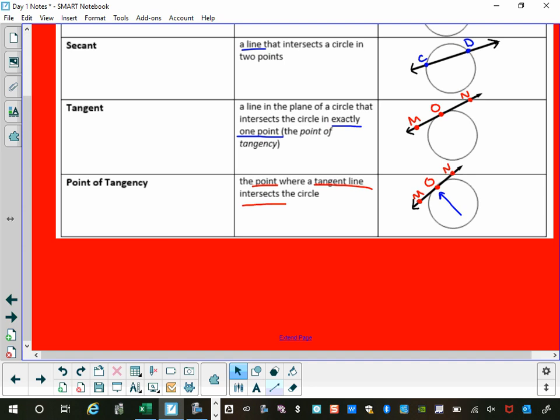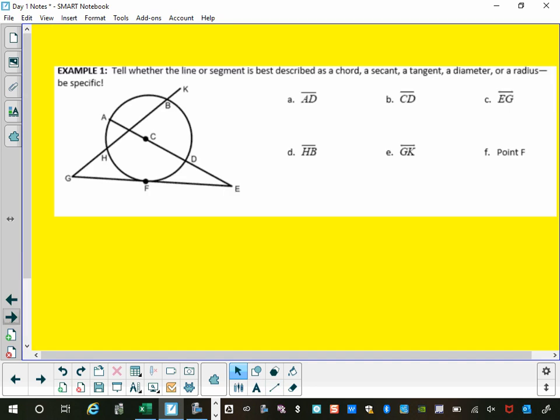All good on the vocab. Okay, the more we do it, the more you'll understand it. Just make sure you refer back here if you need to. All right, bottom of the page, it says, tell whether the line or segment is best described as a chord, a secant, a tangent, a diameter, or a radius. Be specific. So we want the best answer here. Let's look at AD. What is AD? It touches both sides and it goes to the center? Yes, that is my diameter.